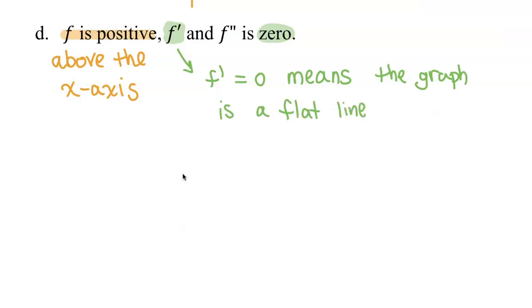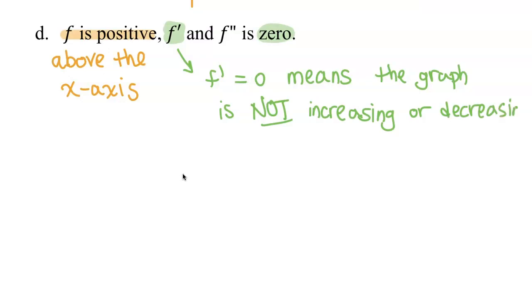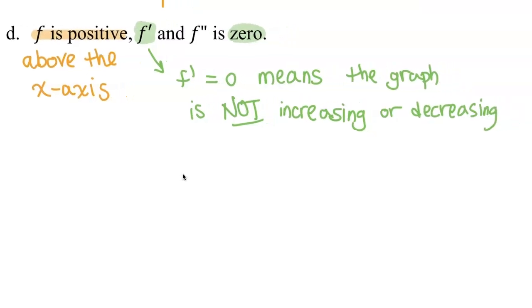Oh, I shouldn't say flat line. I'm sorry, I'll just call it a horizontal line. It's not increasing or decreasing. So what kind of line is not going up from left to right? It's got to be a horizontal line.